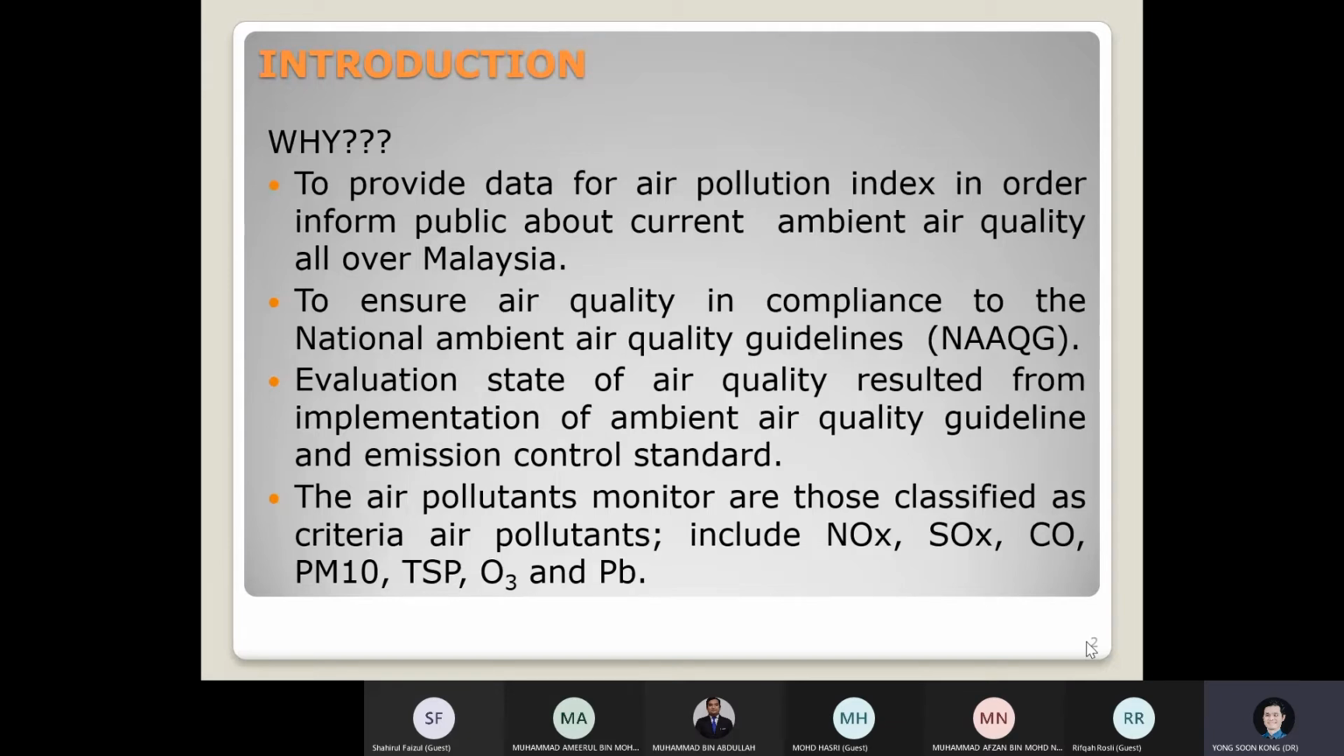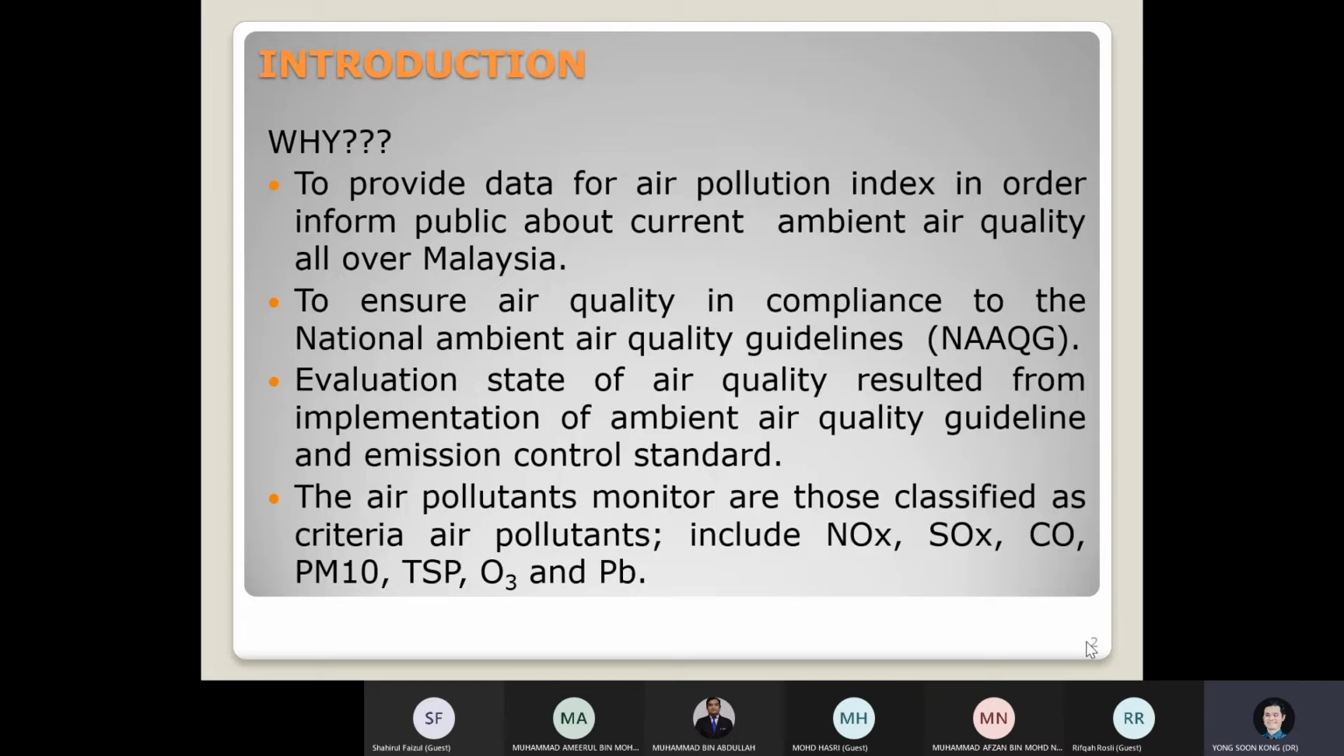We're talking about the air pollution index, and Malaysia does have one. But what is written here is actually from the United States, because we don't call it National Ambient Air Quality Guidelines, we just call it Air Pollution Index. There's no guideline regarding this one. Now, this guideline comes from the United States, so we're just going to take this as material for learning, and you have to realize that whatever is mentioned by NAAQG applies in the United States only, but not in Malaysia. Okay, the evaluation state of air quality results from the implementation of ambient air quality guidelines and emission control standards.